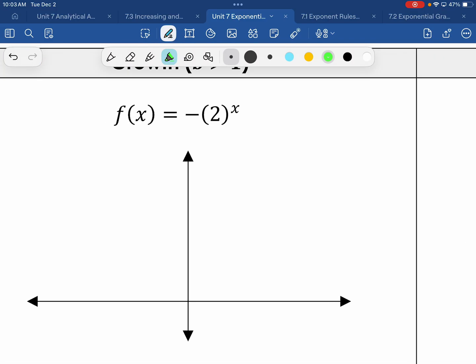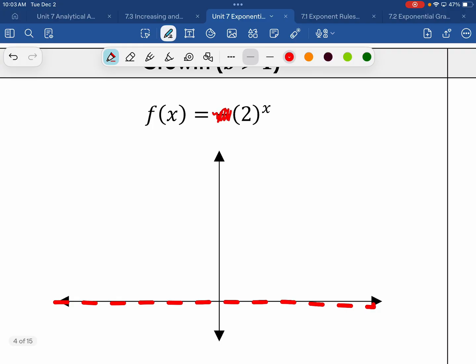Normally, we're going to ignore this negative here. So cross off this negative.